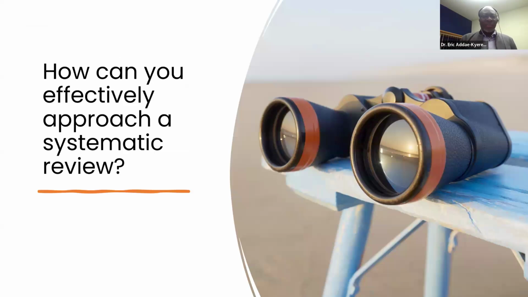The next question that we had was, how can you effectively approach a systematic review? Okay, so we first need to understand what a systematic review is. There are different types of literature reviews. There's a simple literature review that most people will do for their academic essay, and then there are extended literature reviews, and some will call it a structured literature review, but then there's a systematic literature review or systematic review.